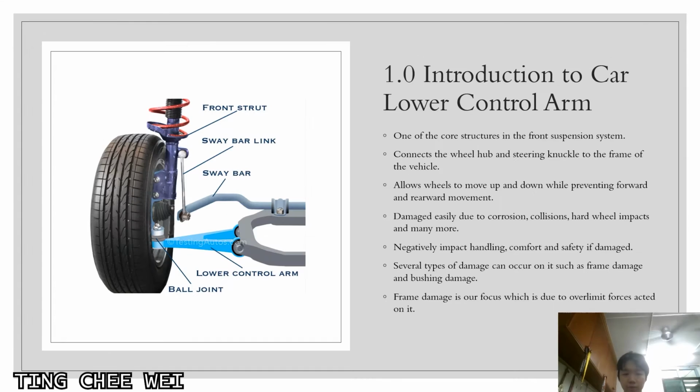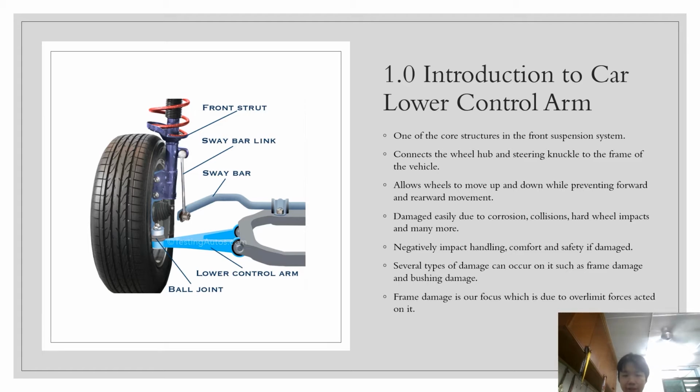The topic of our group is finite element analysis on car lower control arm, and now I am going to introduce it. The car lower control arm is one of the core structures in the front suspension system. It connects the wheel hub and steering knuckle to the frame of the vehicle. It also allows the wheel to move up and down while preventing forward and rearward movement.